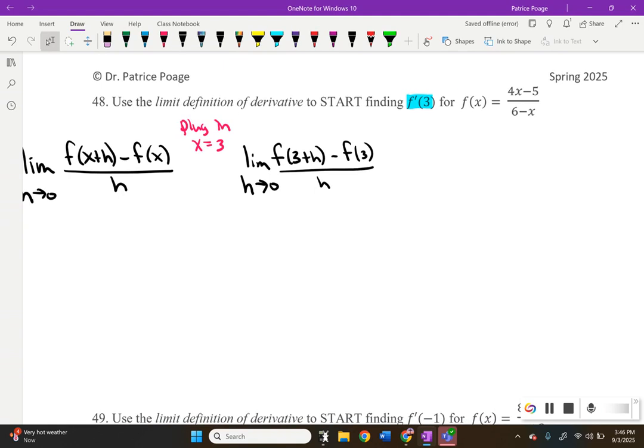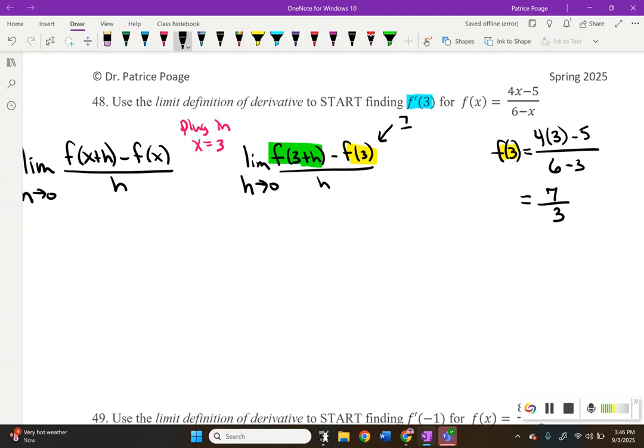So I'm going to need to replace that green term and this yellow term. For the yellow term, I'm going to come over here and I'm finding f of 3. So everywhere there's an x, I'm replacing it with a 3. And so I have 12 minus 5 on top, which is 7, and 6 minus 3 on bottom, which is 3. So this term right here is going to be 7/3.